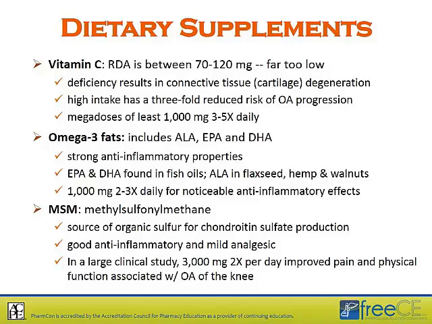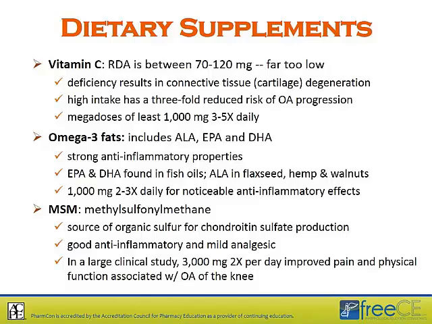Omega-3 fatty acids, and these include either ALA, EPA, and or DHA. All these omega-3 fats have strong anti-inflammatory properties. EPA and DHA are found in fish oils, whereas ALA is found in flaxseed, hemp, and walnuts in abundance. In terms of doses, 1,000 milligrams 2 to 3 times daily is needed for noticeable anti-inflammatory effects.